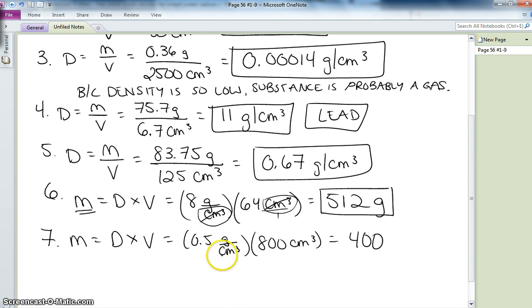If we look for our units, we can see our cubic centimeters will cancel out because there's one on top and one on the bottom, leaving us with just grams. Let's go double check. They're asking us to solve for mass, so grams definitely makes sense.